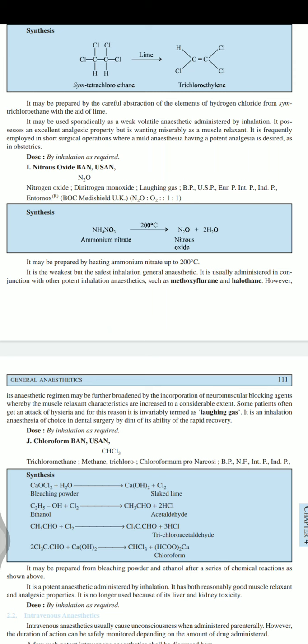This is all about the synthetic procedures of general anesthetics. I have taken the help of Ashutosh Kar's Medicinal Chemistry to complete the video.